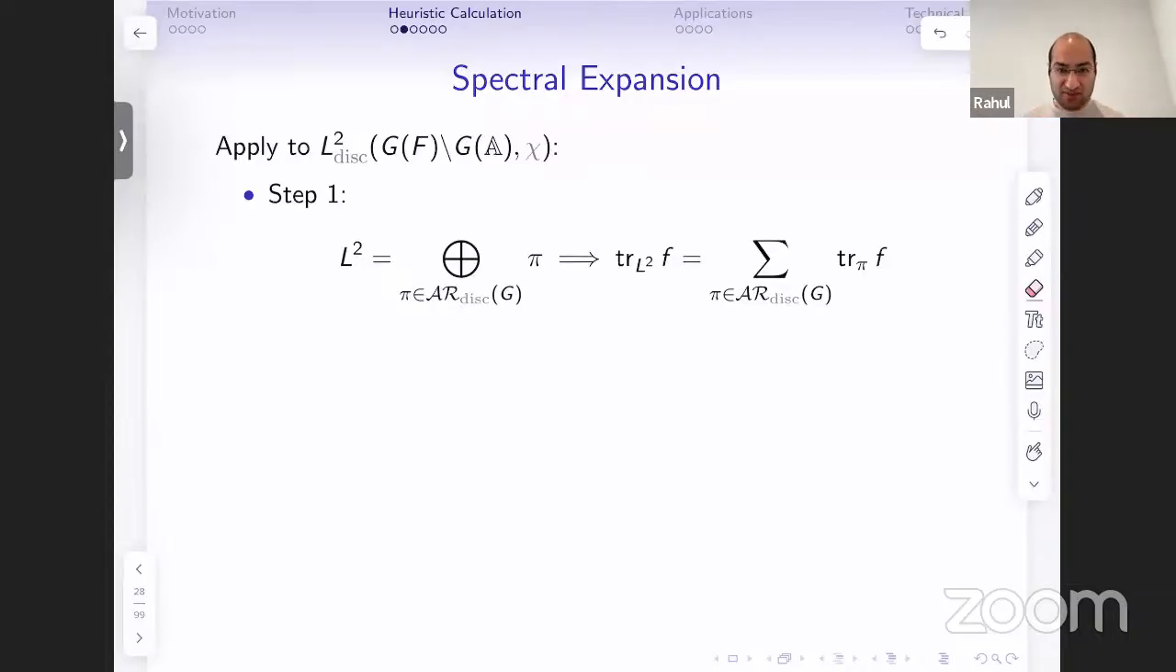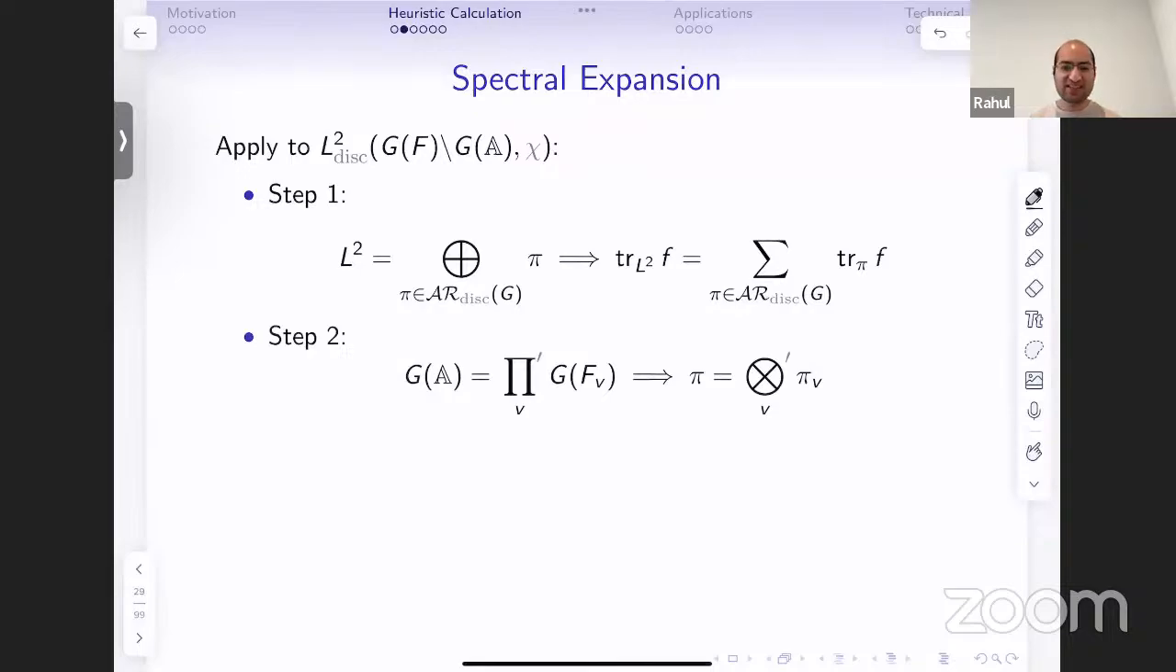Okay, so this one is not too complicated. There are basically two steps. First, because we're in heuristic world, you just assume that your L2 space decomposes as a direct sum of irreducibles. Then, just the way traces work, the trace against the full L2 space is just going to be the sum of the traces against each of the irreducible subrepresentations. The next thing is that we have this factorization of each irreducible subrepresentation as a tensor product of these local factors.